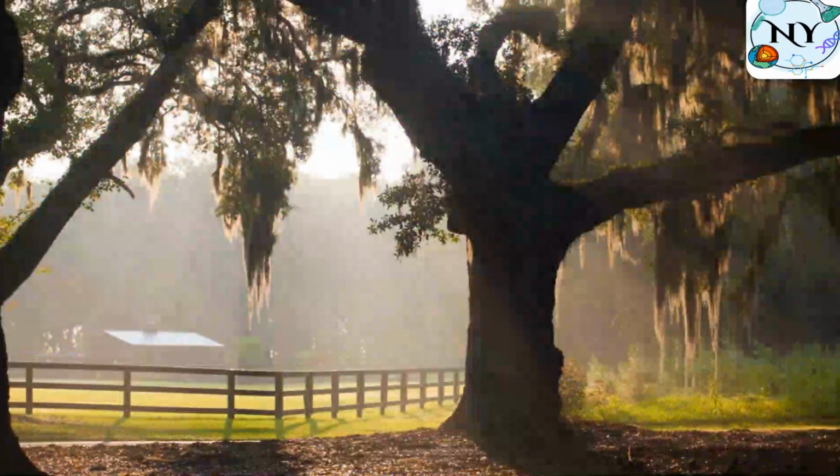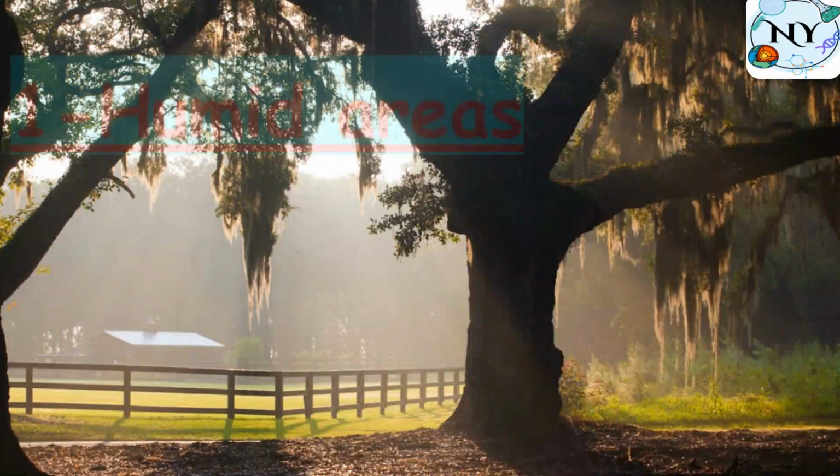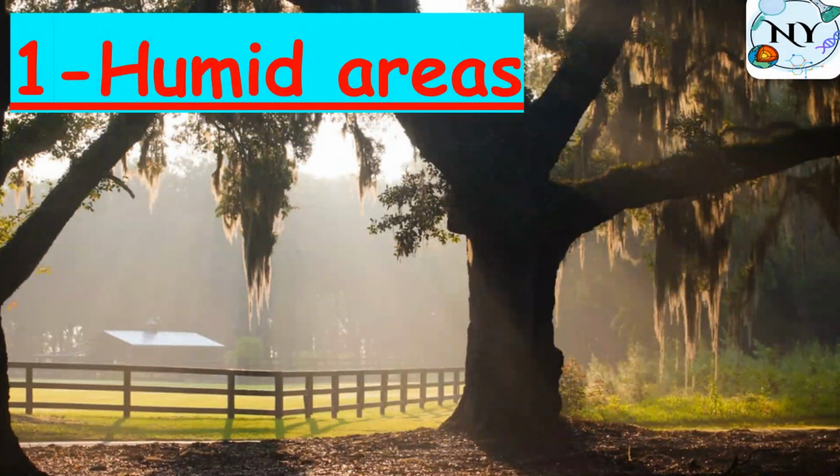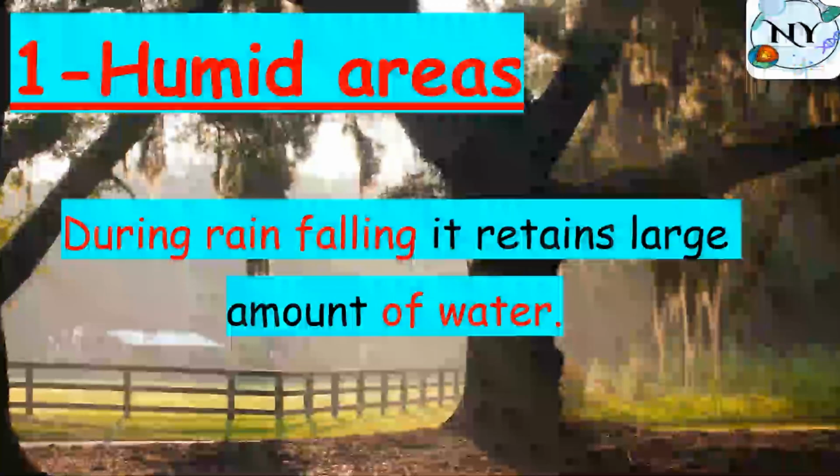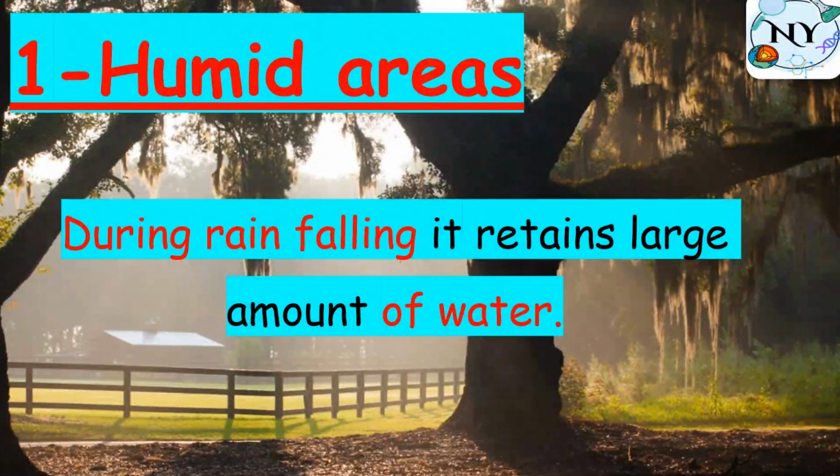For example, here in this area is a humid area. And when we say that we have a humid area, it means we have rains. Humid, let's remember what is meant by humidity. Humidity means the amount of water vapor in the air. So it means we have evaporation, after evaporation, condensation, and precipitation. So during rains falling, the soil retains a large amount of water. In humid areas, it retains a large amount of water.